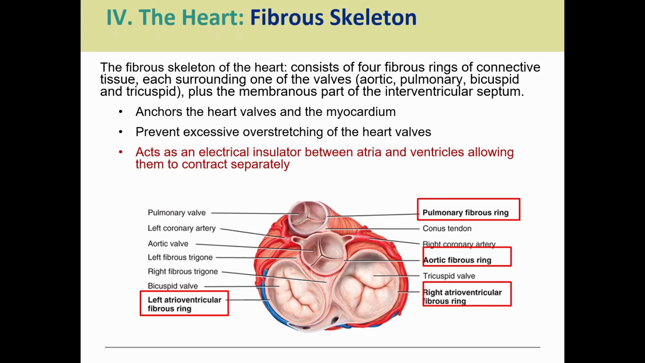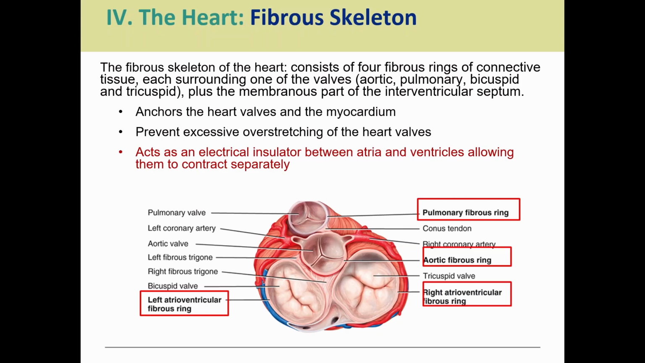On top of that, we have almost like a scaffolding, right? What we call the fibrous skeleton. It serves as a scaffolding for everything to anchor to and connect to. We have 4 fibrous rings of connective tissue, each of them surrounding the valves, right? The aortic, the pulmonary valves, the mitral, and the tricuspid valves.